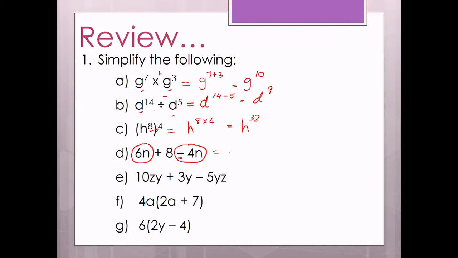And so to collect those together, you're going to have 6n, and you're going to take away 4n, and that leaves you with 2n. Rewrite in the plus 8 because that's part of the problem. We can't collect those together, and so that's your final answer, 2n plus 8.